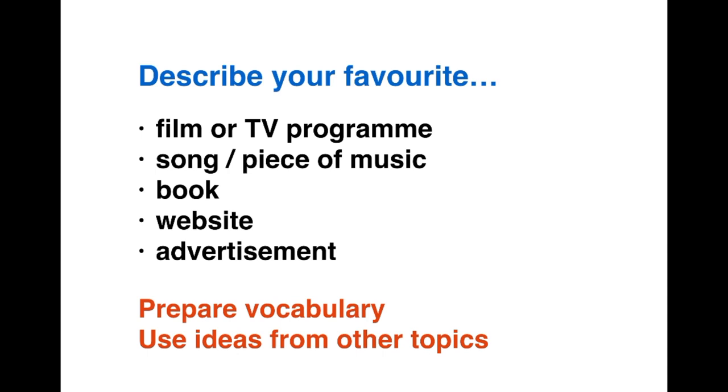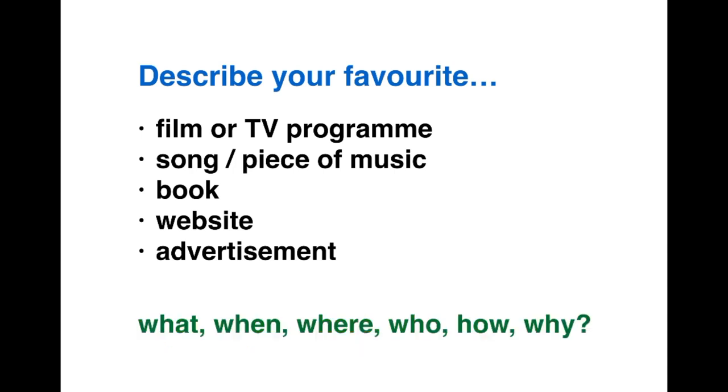Any task card for this Describe Your Favourite topic area will give you the question words as usual. What, when, where, who, how, why. What is your favourite book, for example? When did you first read it? Where did you find this book? Who told you about it? How do you know about it, or how long have you had this book, and why do you like it?